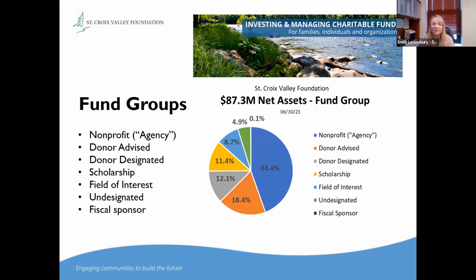Donor advised funds are about 18% of our total assets. So donor advised funds essentially establish an individual, family, or business foundation within the St. Croix Valley Foundation, which provides donors with those tax advantages like we talked about. Once the fund is established, the fund advisors can recommend grants at any time to a 501c3 charitable entity.